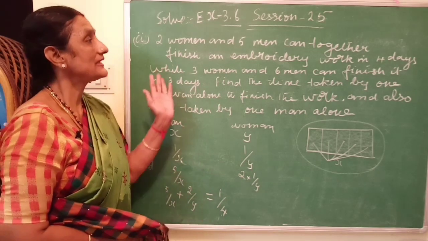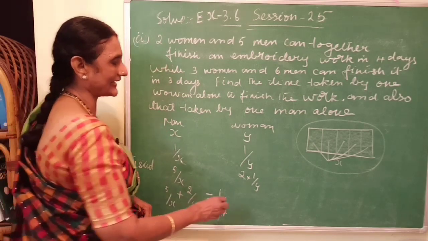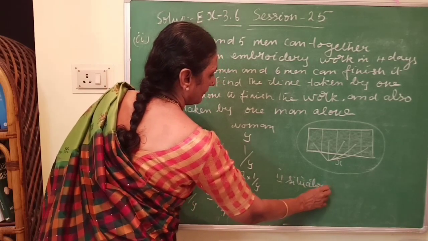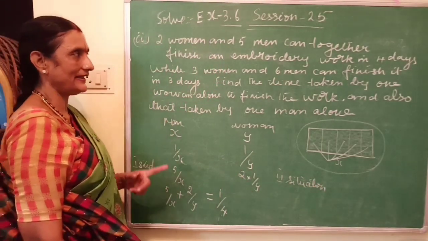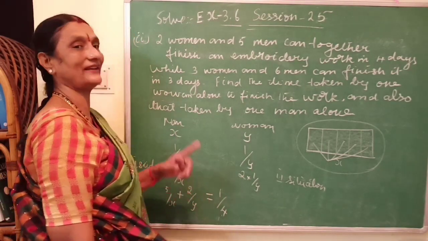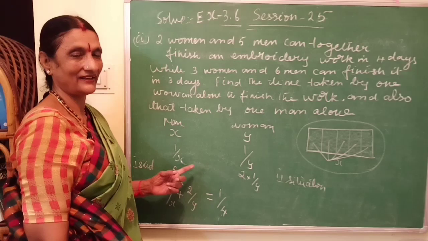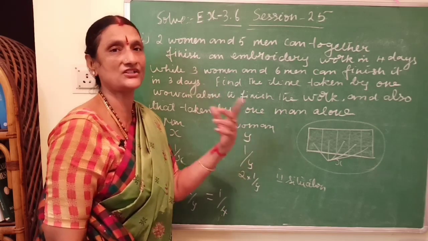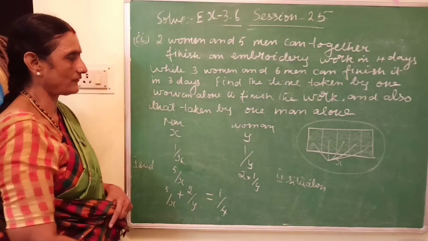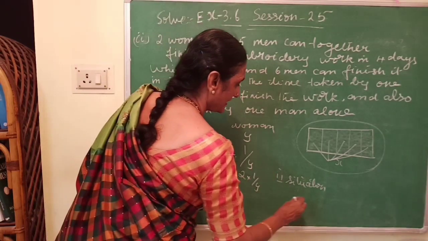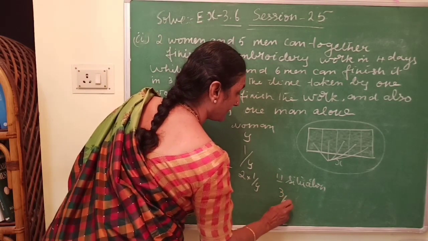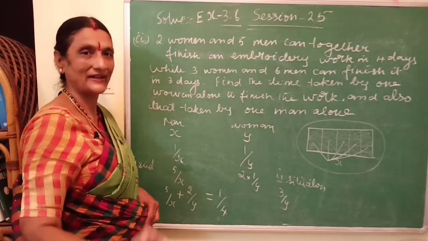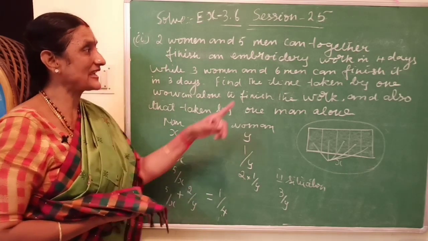Is it clear? Now the second situation. What is the second situation, children? 3 women and 6 men can finish the work in 3 days. Are you understanding? It is not the same. So the combination of 3 women and 6 men can finish the work in 3 days. Therefore, the second situation says 3 women, so it is 3 by y. One day 3 by y of the work will be over by these women. At the same time, 6 men.